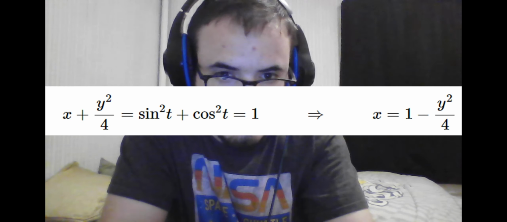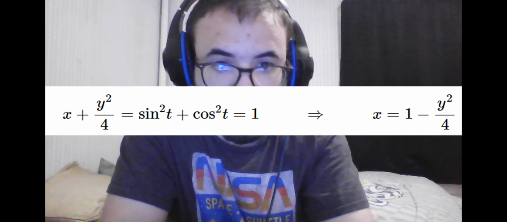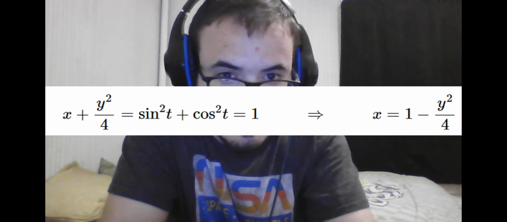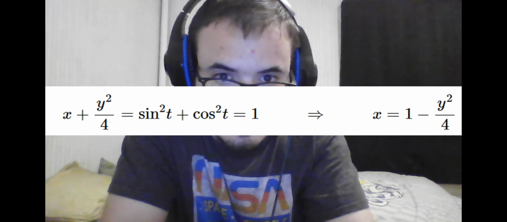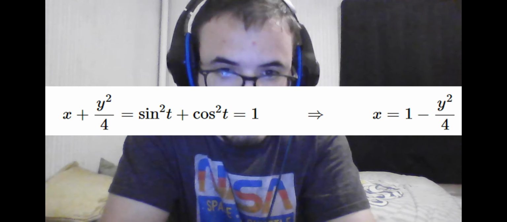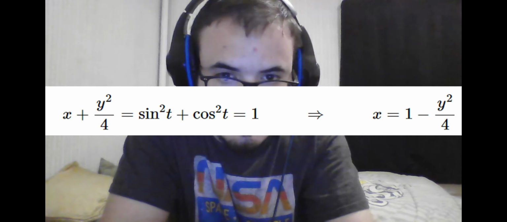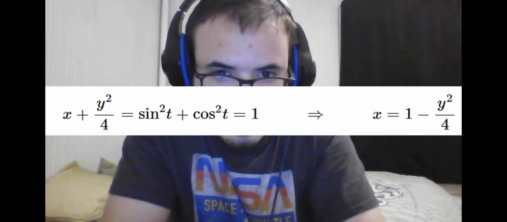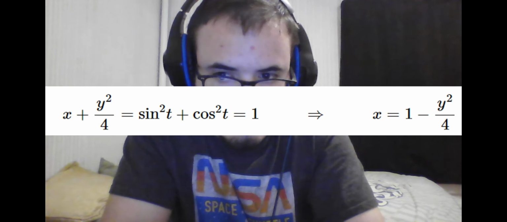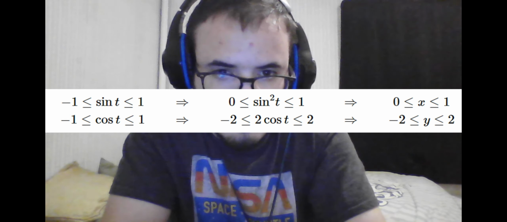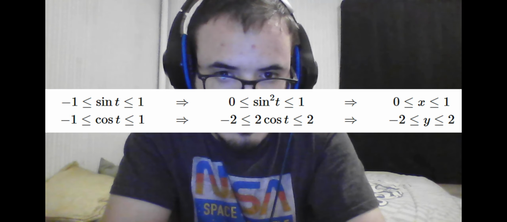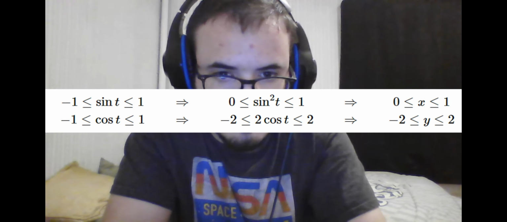If we are given this set of parametric equations, we do the Pythagorean identity again because we have trig functions for both x and y. We see because x is already something squared, we do not have to square it again, but we do have to square the y. So when we rearrange the identity, we get x equals 1 minus y squared over 4. We next get limits of the x and y values. So because sine is between -1 and 1, it follows sine squared is between 0 and 1, as sine squared is always positive. So x must be between 0 and 1.